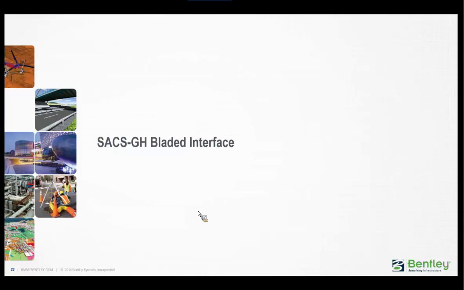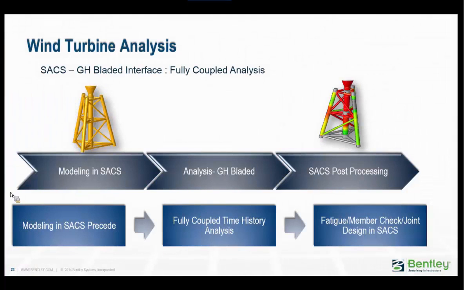Okay, so moving on to the SACS GH Bladed interface. In this case, we have an option. We have a front end to GH Bladed where you can actually go ahead and model the actual structure in SACS, and then this can be passed on to GH Bladed. Now, obviously, there are certain attributes that exist in SACS that don't exist in GH Bladed, so you might have to do some minor modifications in the GH Bladed program, so your model is actually acceptable to that product.